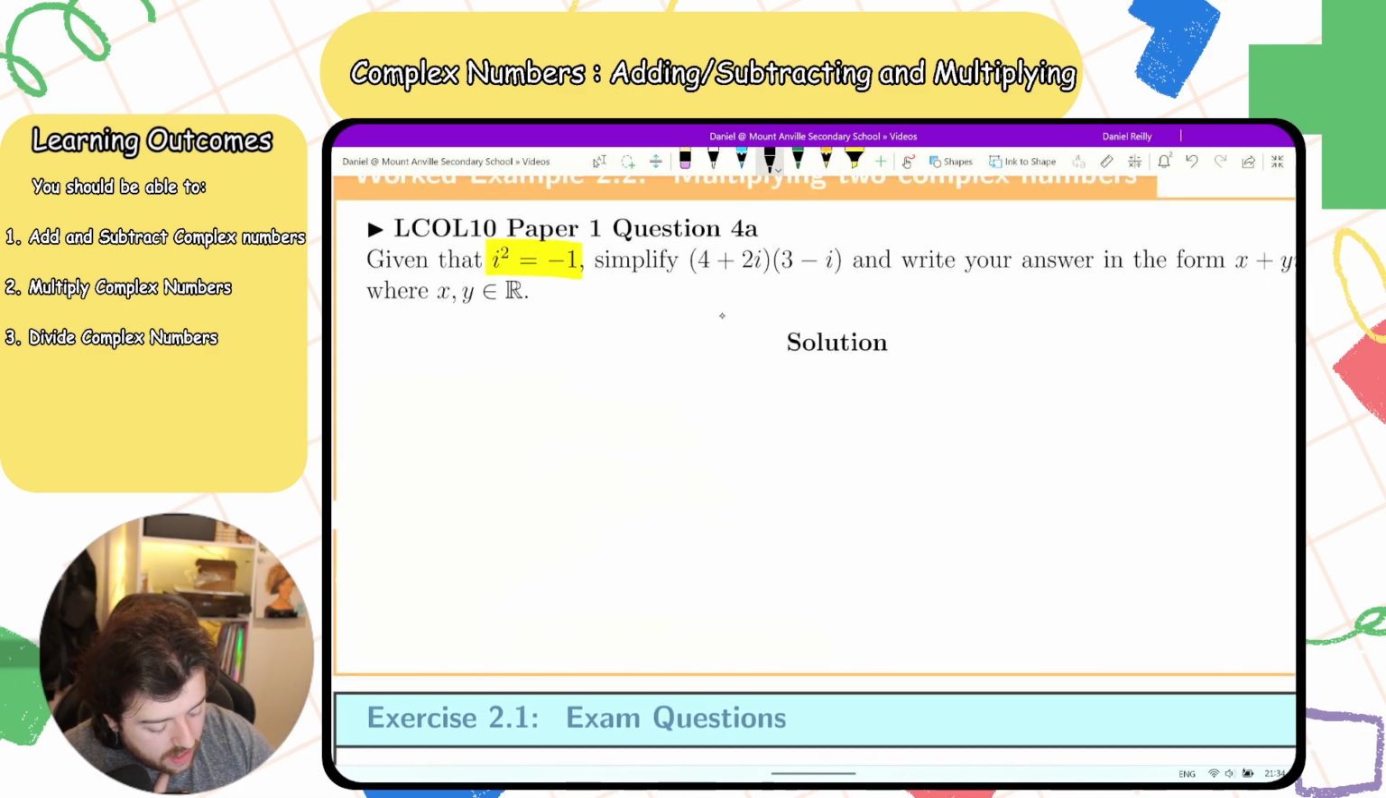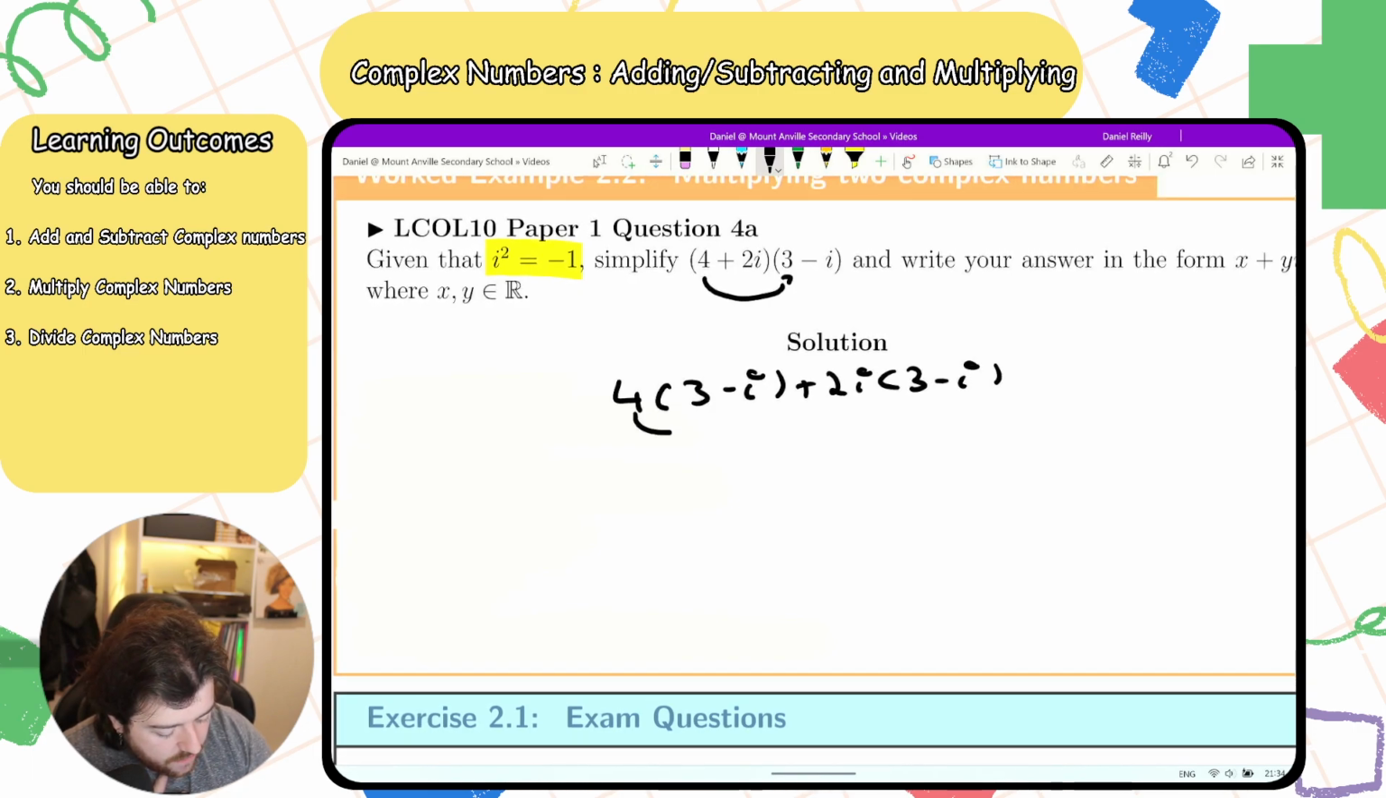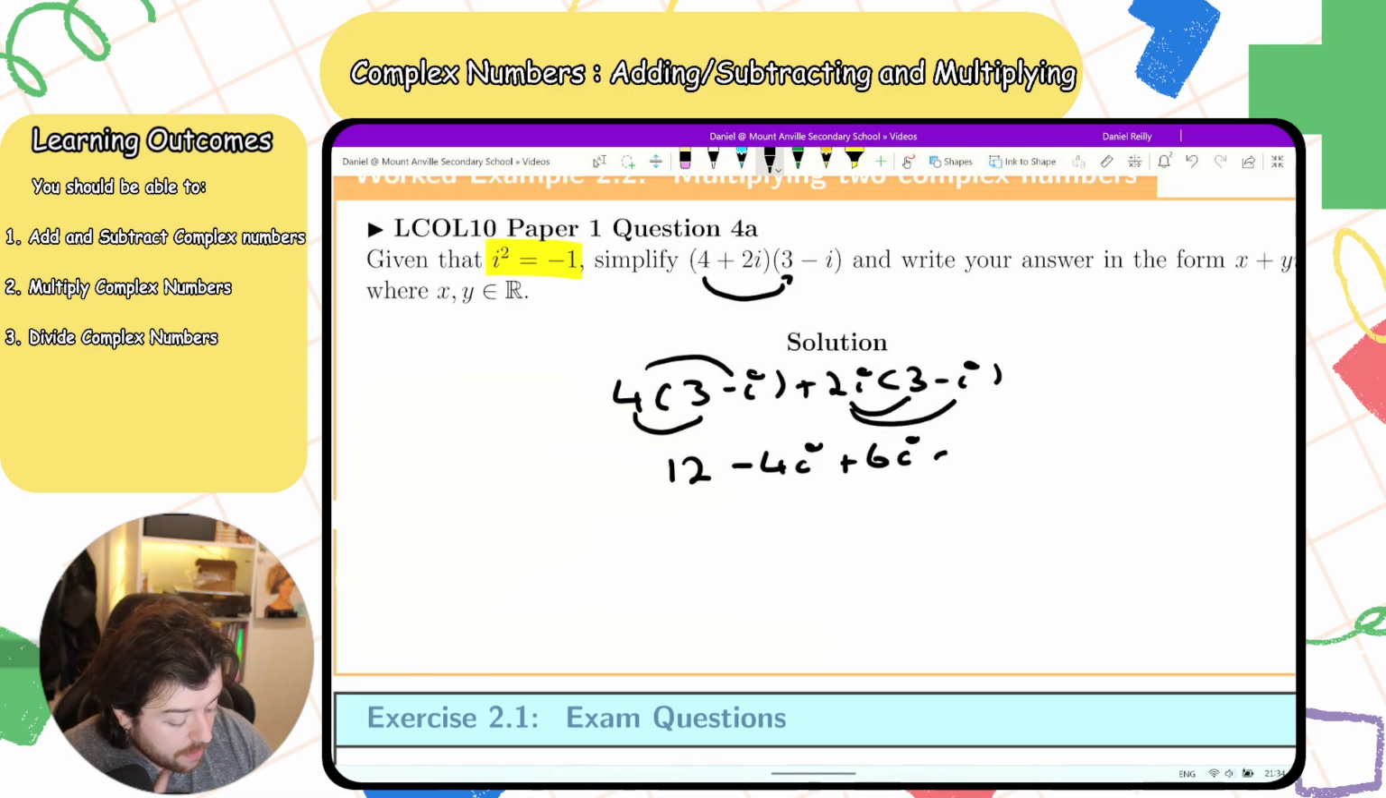So, what do we do here? These are distribution properties, so 4 times this bracket, so 4 times 3 minus i, plus 2i times 3 minus i. 4 times 3 is 12, 4 times minus i is minus 4i. 2i times 3 is plus 6i. 2i times minus i, that's going to be minus 2i squared.